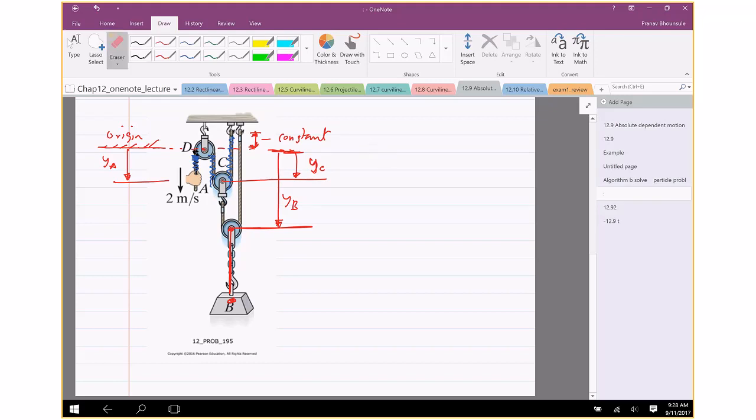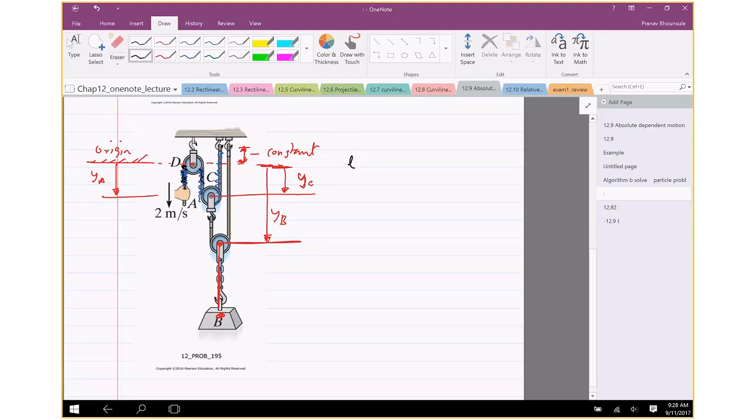Okay, before that, let me first write here L, A, D, C to denote that this is the length, this is the length, this length. Okay, L_ADC equals YA, which is this part. Then I need to write this part. What is the length of this part?